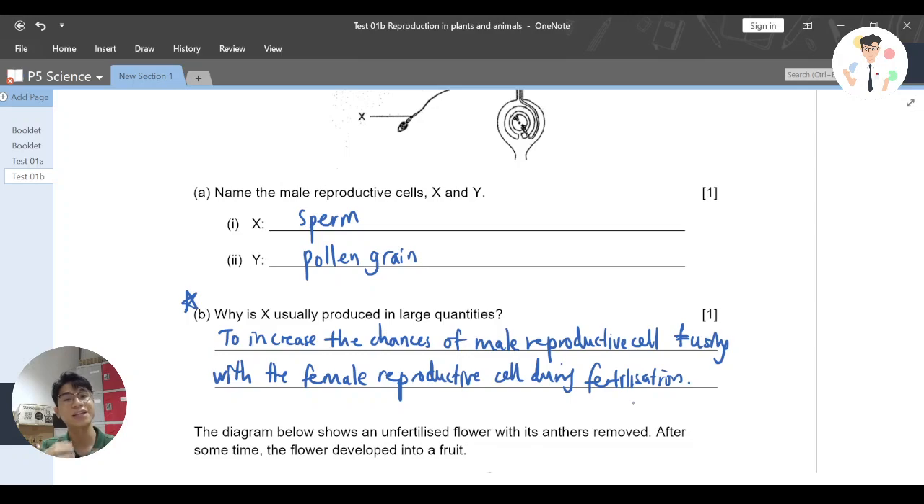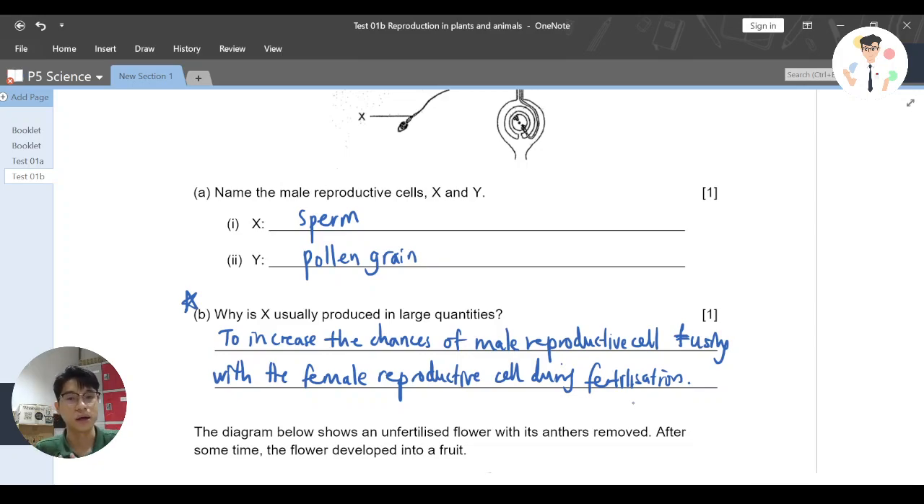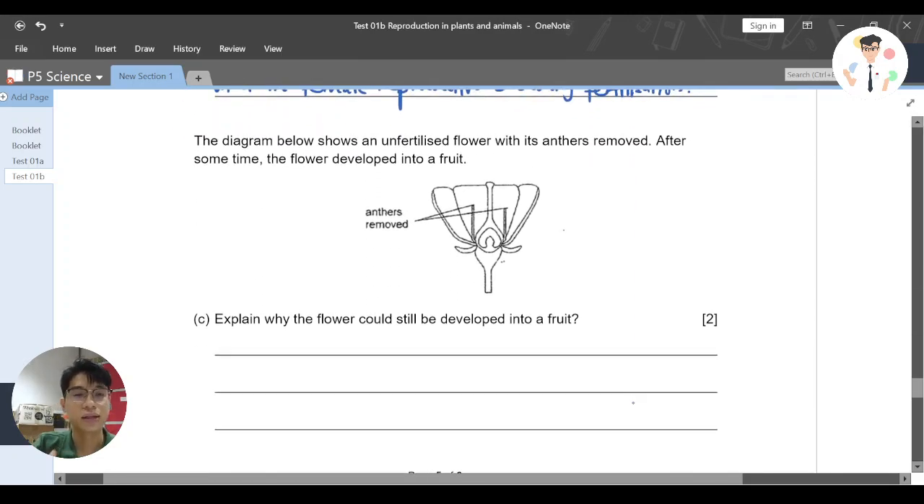Now, some of you even explained that during fertilization, when the sperms are traveling, some might die on the way, which is good to explain also if you want. But again, this is 1 mark, so you don't need to explain too much. Okay, let's look at the next part of this question. The diagram below shows an unfertilized flower, again, an unfertilized flower with its anthers removed. Now, after some time, the flower developed into a fruit.